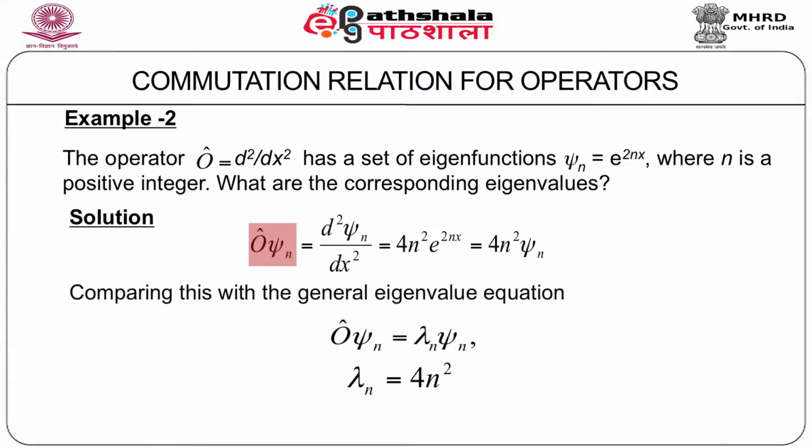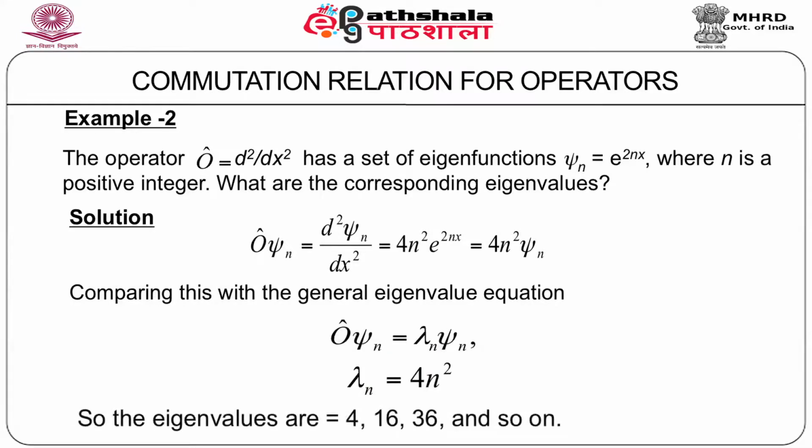When you operate O on psi n, it means that you are differentiating psi n twice with respect to x, and so this will give you 4n squared e to the power 2nx, and this is 4n squared times psi n, because psi n is equal to e to the power 2nx. So you get O psi n is equal to 4n squared psi n. Comparing this with the general eigenvalue equation, O psi n equal to lambda n psi n, the set of eigenvalues is 4n squared.